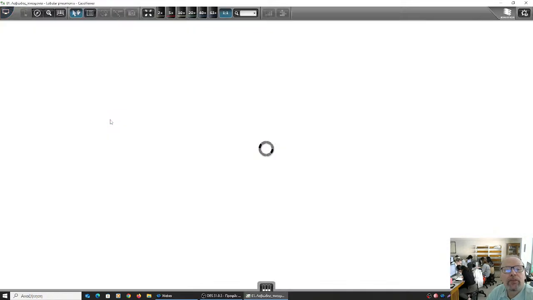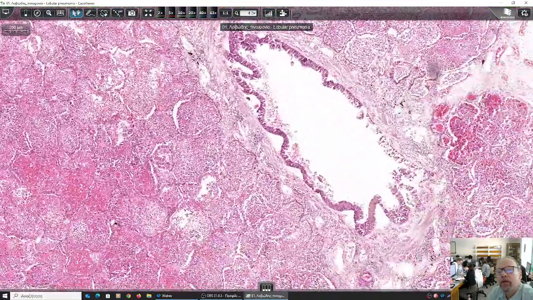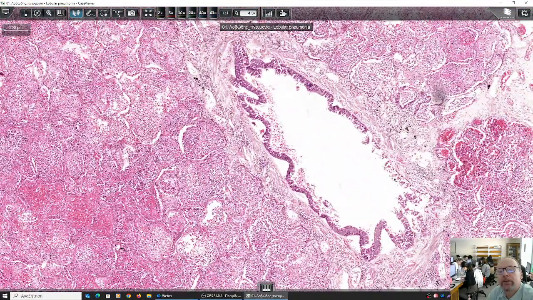Next one, inflammation. We have the lung. Can you please tell me what structure this is in the lung parenchyma? Can you describe the structure? Don't be too accurate about what is in the lung. Just tell me from general histology. What structure is this? It has a lumen.